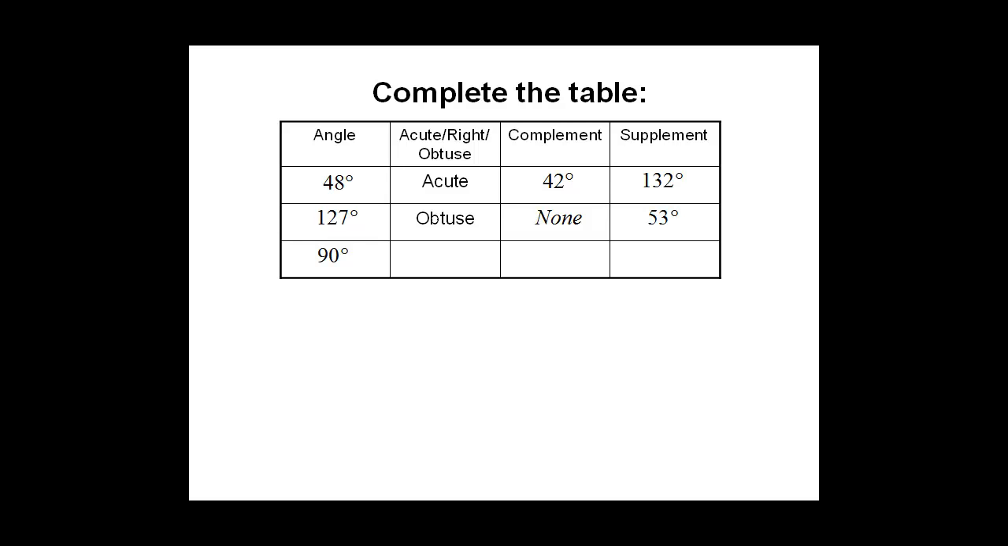Now 90 is kind of a special case because 90 is a right angle. Its complement, 90 minus 90, makes 0. And its supplement, 180 minus 90, makes 90. So it's a right angle. It has a complement of 0 and a supplement of 90.